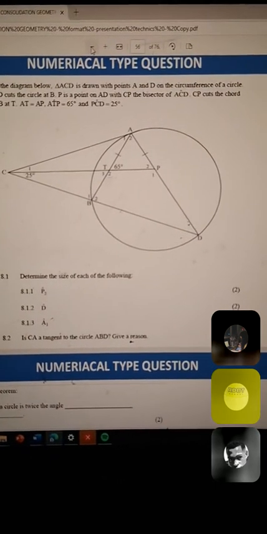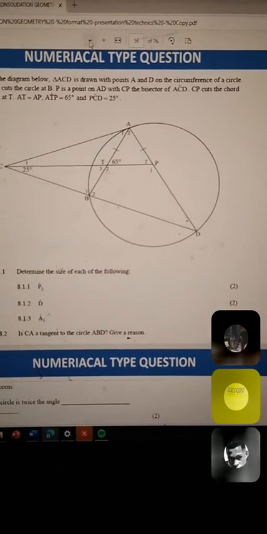Angle D, so therefore that's 40 degrees. Reason: exterior angle of triangle.